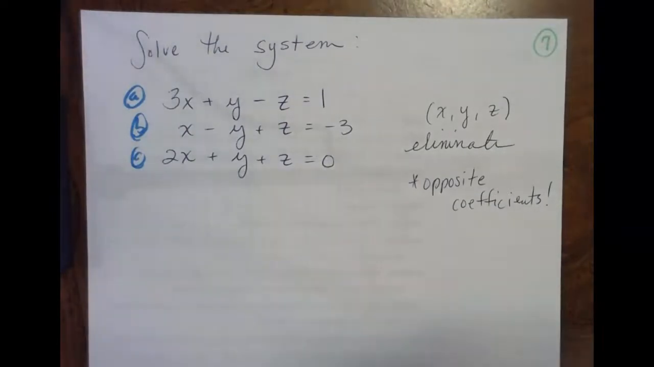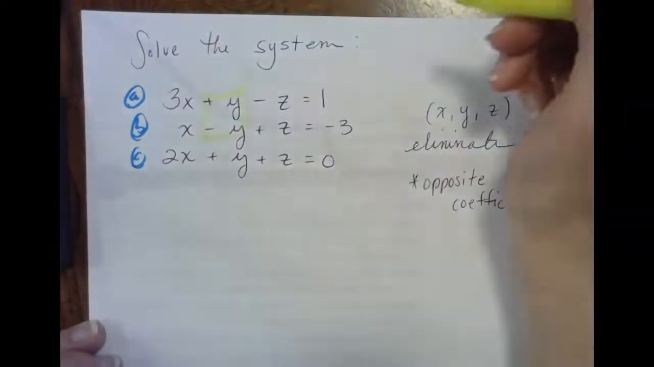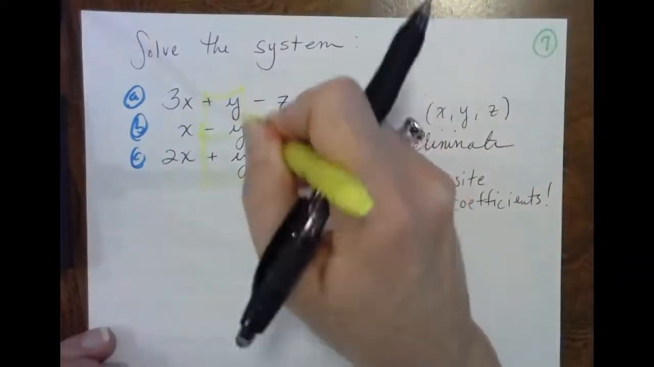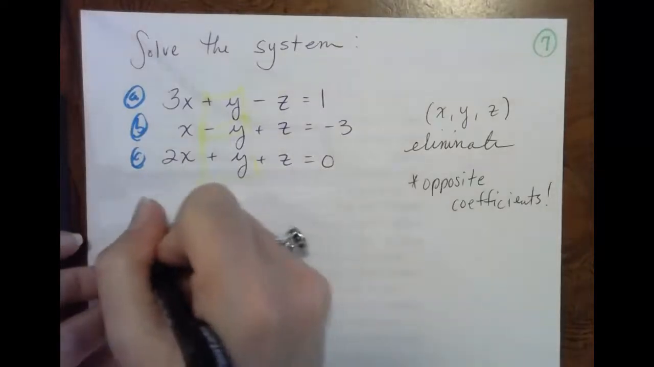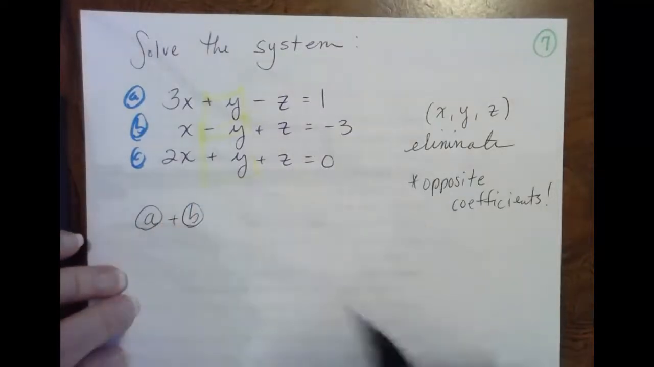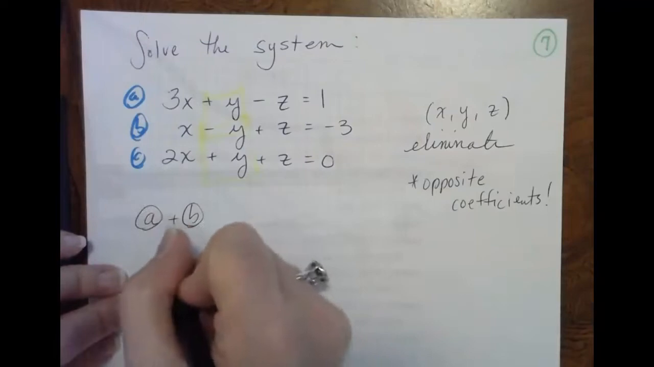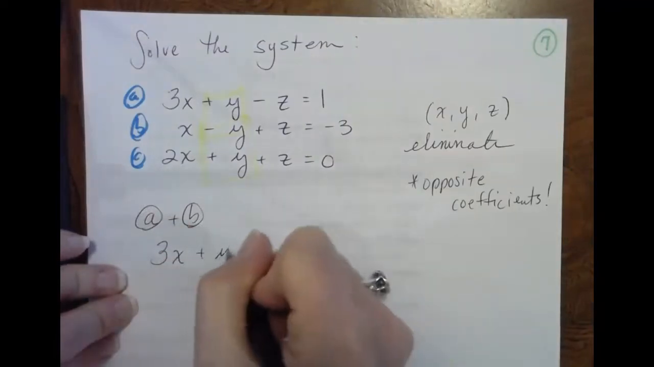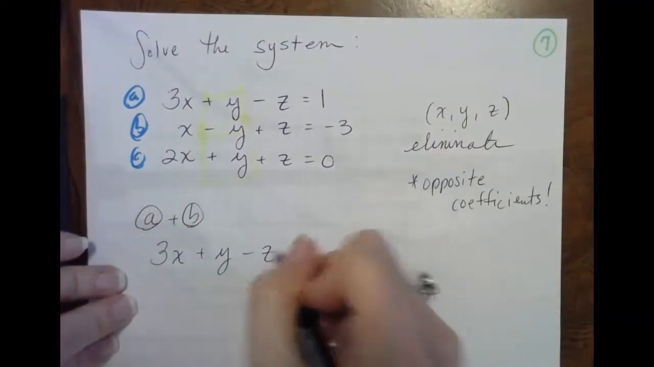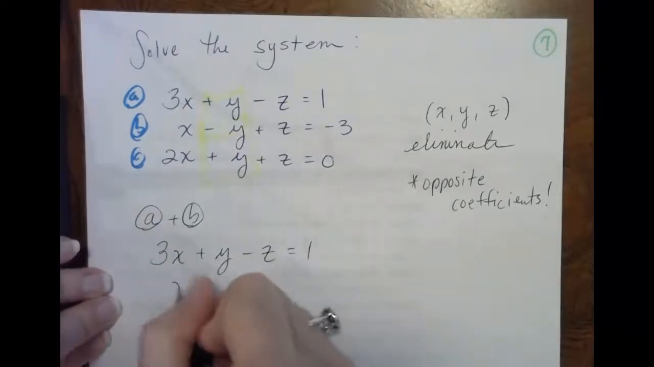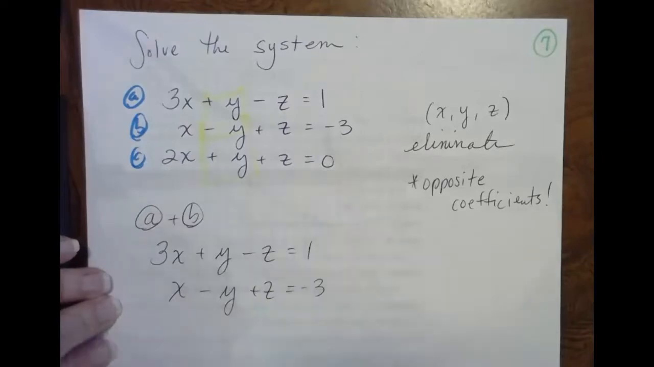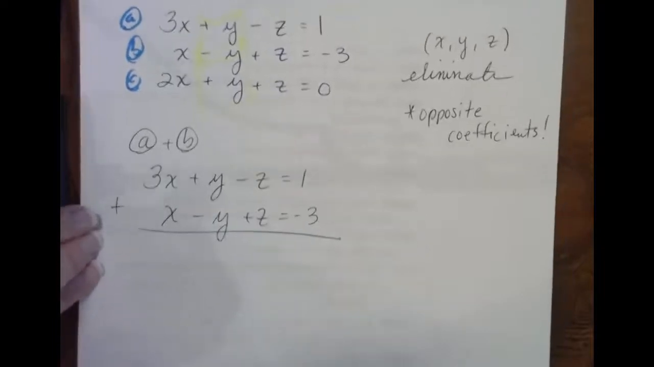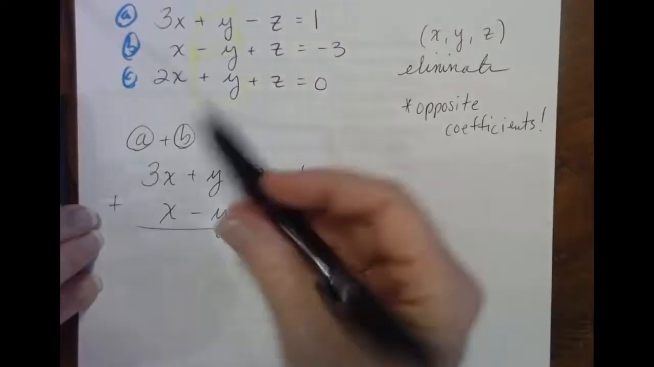And I see opposite coefficients on the Y's here and also on the Y's here. So let's go for the Y's. So let's add A plus B, and the Y's are going to cancel pretty easily. So 3x plus y minus z equals 1. X minus y plus z equals negative 3. Remember, we always want to add. That keeps us from having to deal with negative signs. It's always the best bet.